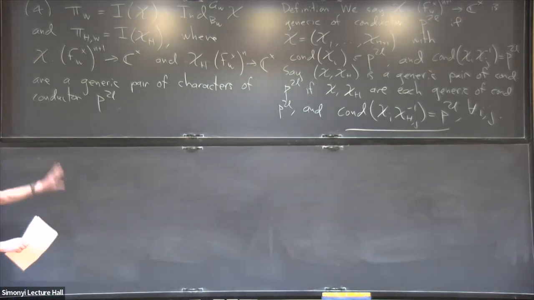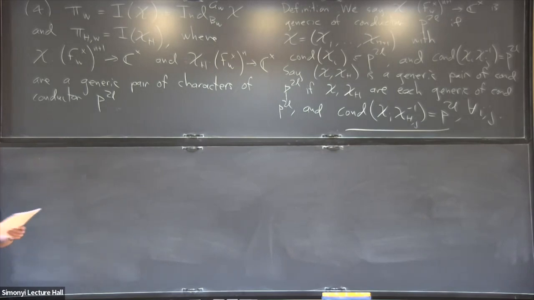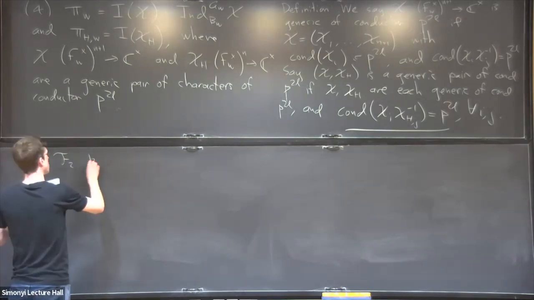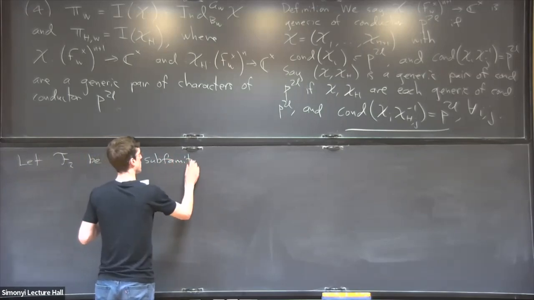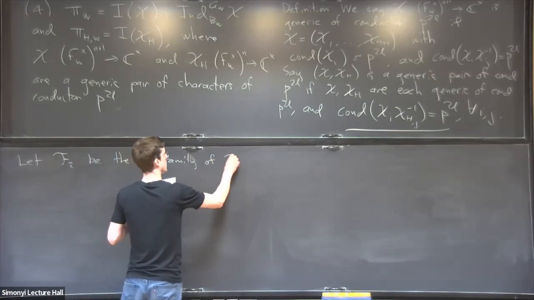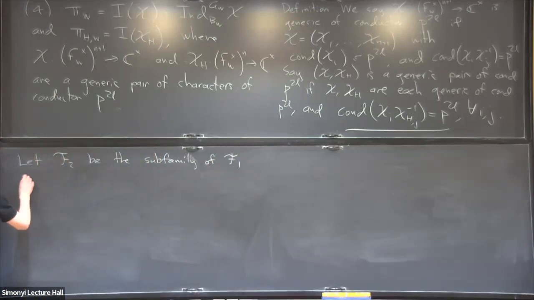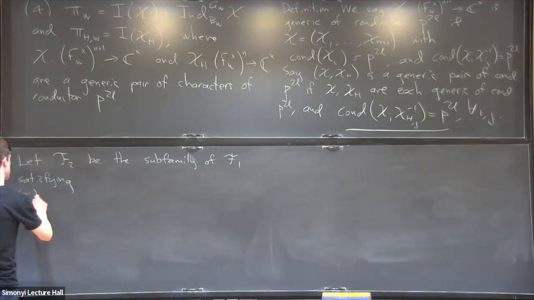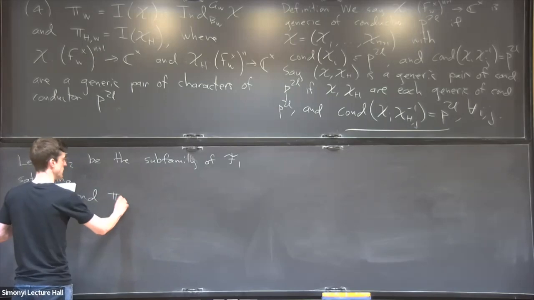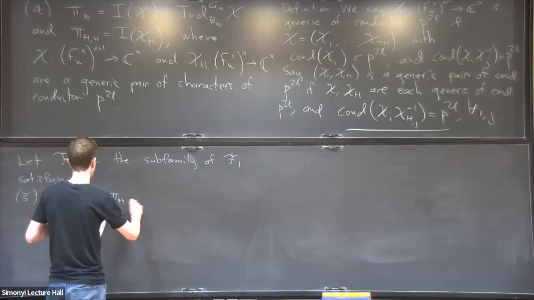Okay, so to state the subconvex bound that's derived from that, I need to add one or maybe two more conditions to my family. So F2, a subfamily with one, satisfying, this is something I should possibly have said before, or that follows trivially, but it follows from the other assumptions I put on pi and pi h: tempered.